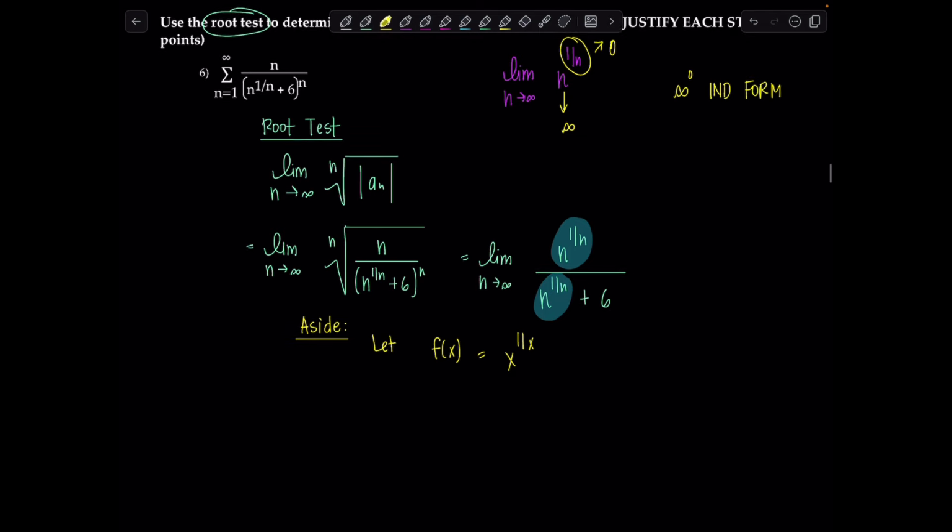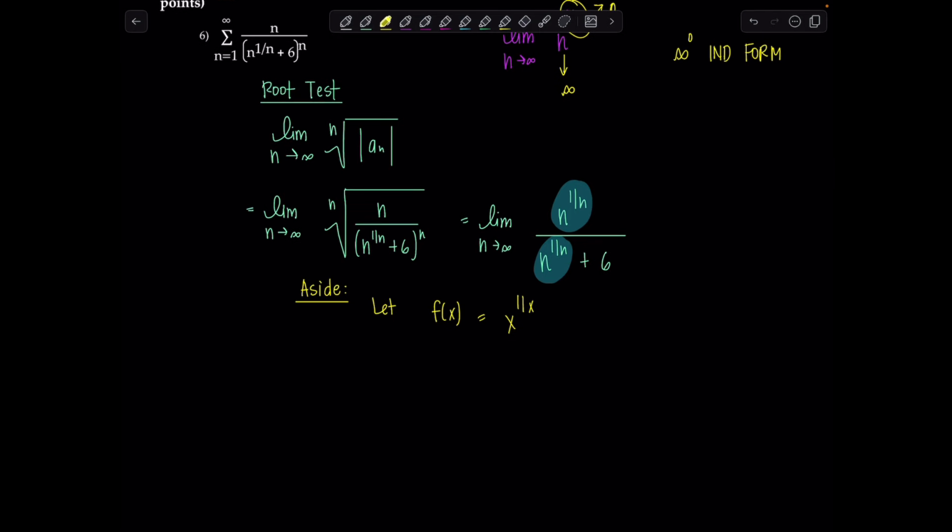So when you need to take the limit and it's an indeterminate power, my goal is to eventually use L'Hopital's rule. Remember, L'Hopital's rule can only be applied when you have an indeterminate form of the type 0 over 0 or infinity over infinity. So I need to make some sort of fraction somehow. How do we do that?